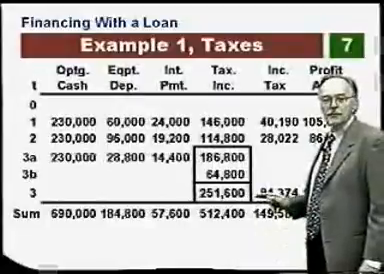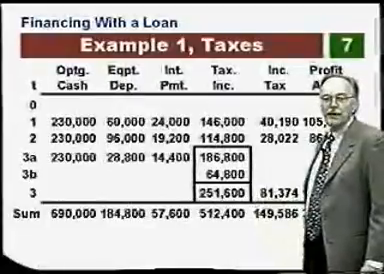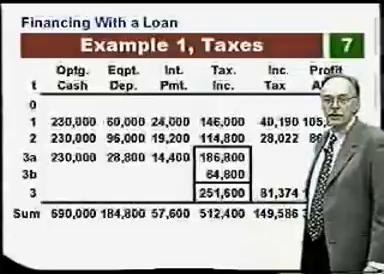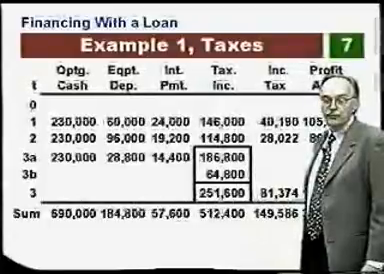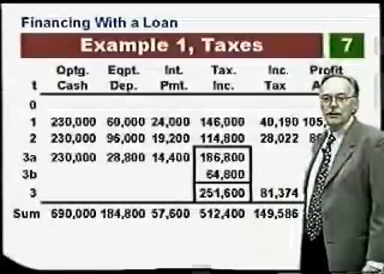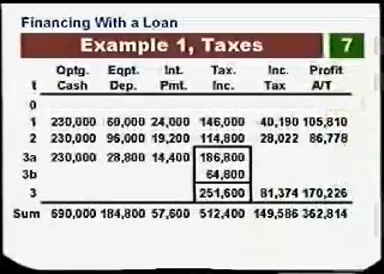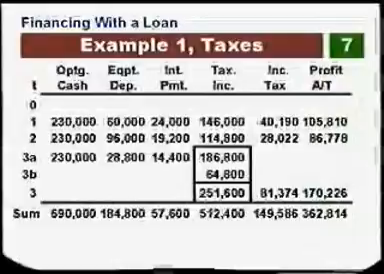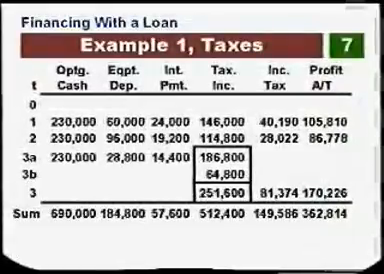The tax on that, again, is computed in the same way. The excess above $100,000 is taxed at 39%. The portion from 0 to $100,000 results in the tax of $22,250. The income tax in the third year is $81,374, giving us a profit after tax of $170,226. And then, of course, we have the column totals for convenience.